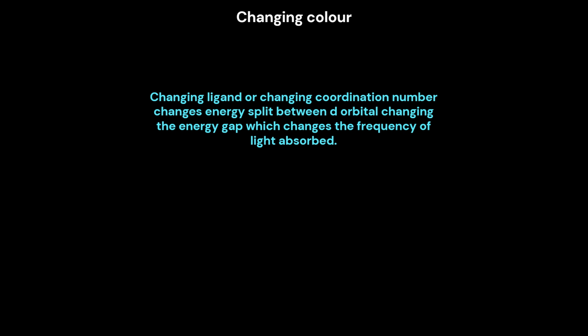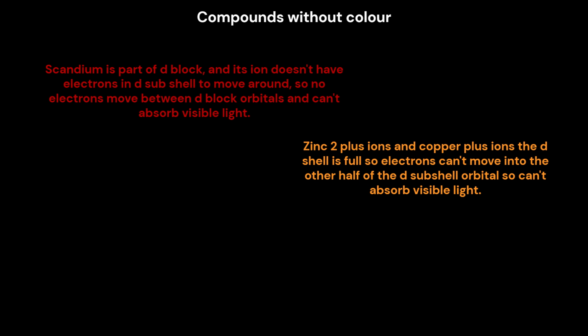Changing color. Changing the ligand or changing the coordination number changes the energy split between d orbitals, changing the energy gap, which changes the frequency of light absorbed. Compounds without color: scandium is part of the d block, and its ion doesn't have electrons in the d subshell to move around, so no electrons move between d block orbitals and it can't absorb visible light. In zinc 2 plus ions and copper 1 plus ions, the d shell is full, so electrons can't move into the other half of the d subshell orbitals, so they can't absorb visible light.